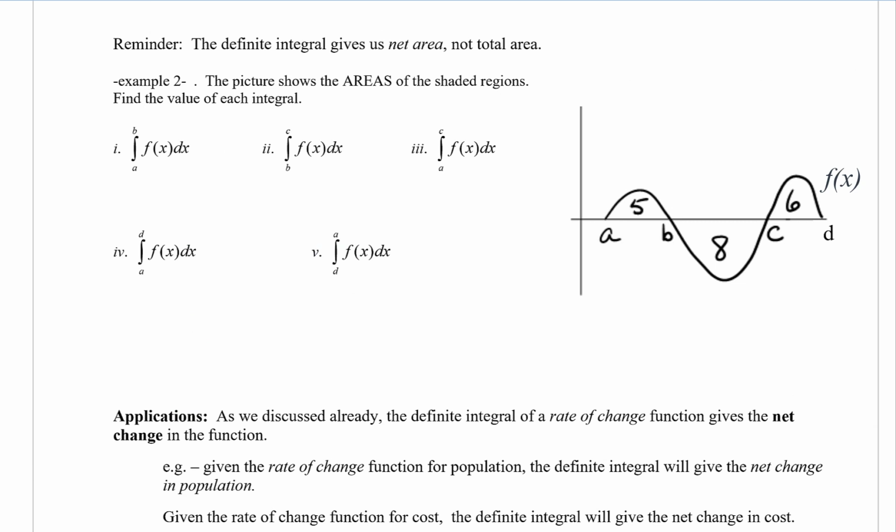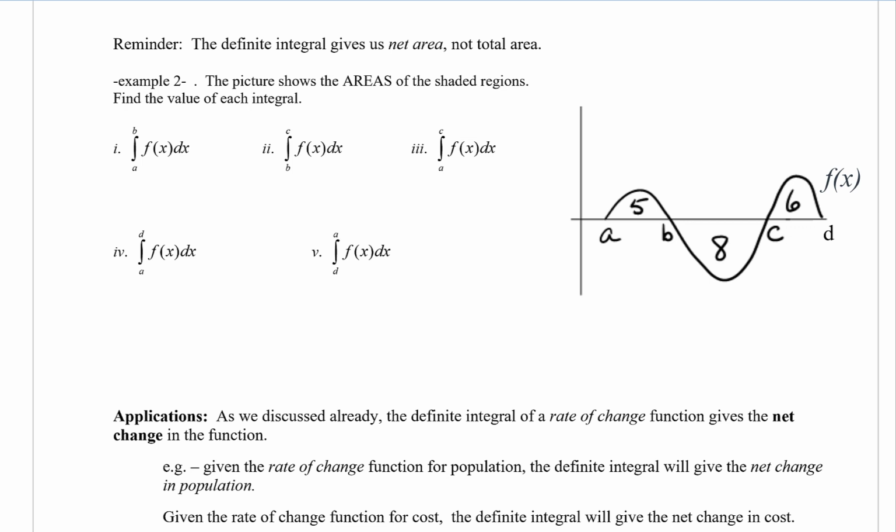Reminder, the definite integral gives us net area, not total area. Example 2. The picture shows the areas of the shaded regions. Right now the regions aren't shaded, but I will shade them as I do the problem. Find the value of each integral. Before we do these integrals, let me describe the picture that we have to the right-hand side of the screen. We have a coordinate plane that is focused in quadrant 1 and quadrant 4.